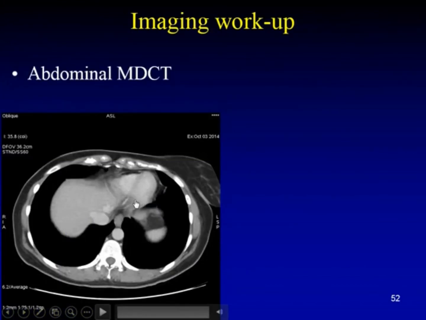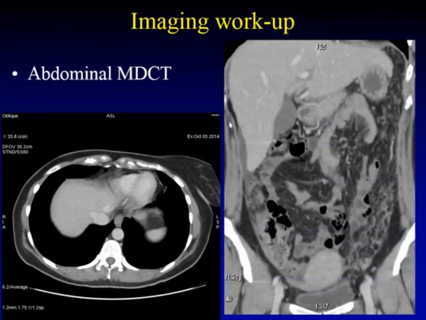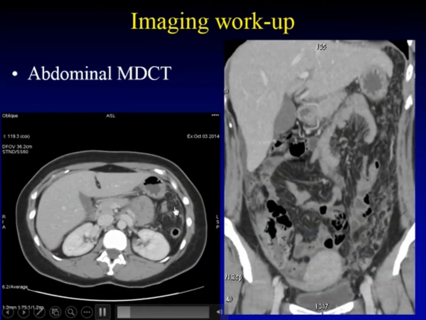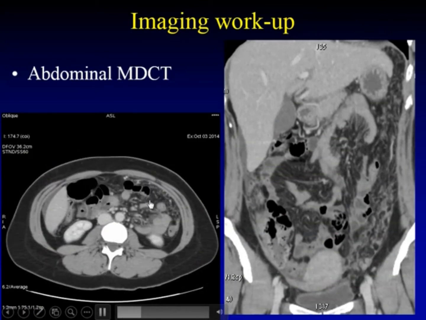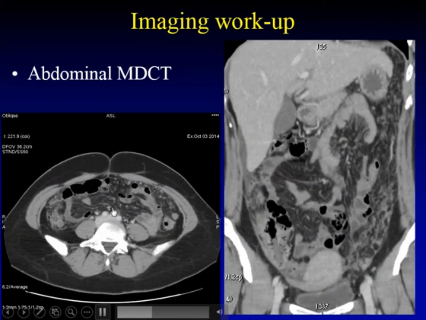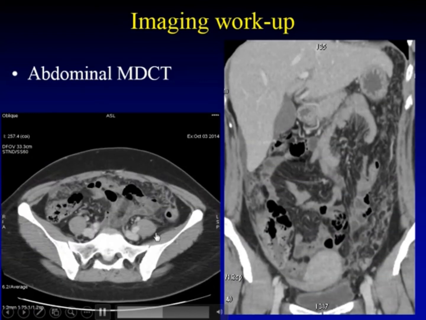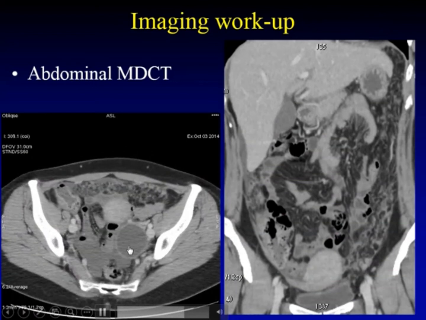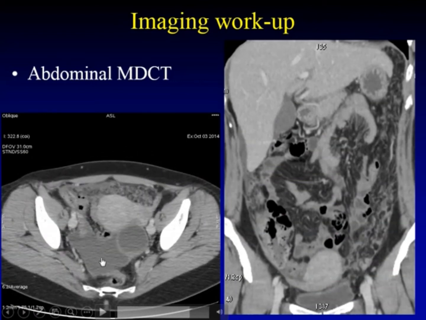I performed a non-enhanced CT, and immediately after a contrast enhanced CT. You may see the haziness of the fatty tissue around the intestinal loops, but mainly, you may observe the left ovary lesion and the free abdominal liquid. This is the coronal reconstruction.